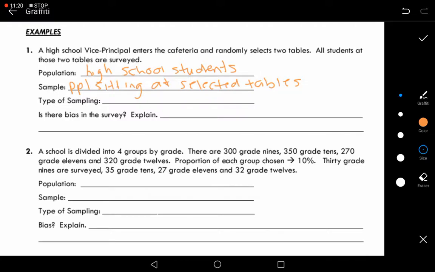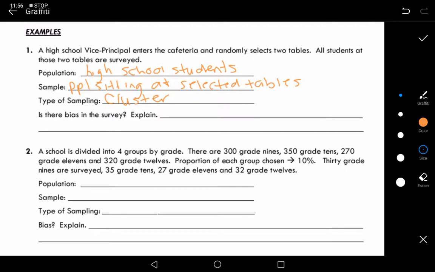The type of sampling. So referring back to that page and thinking about what type of sampling would make sense here, I think that this would be a cluster sample. Remember, a cluster sample is when that population is divided into clusters. In this case, those clusters would be the tables, and a certain number of those clusters are chosen. And every member of that cluster is part of the sample. So I think that one makes the most sense. So he used the cluster type of sampling.